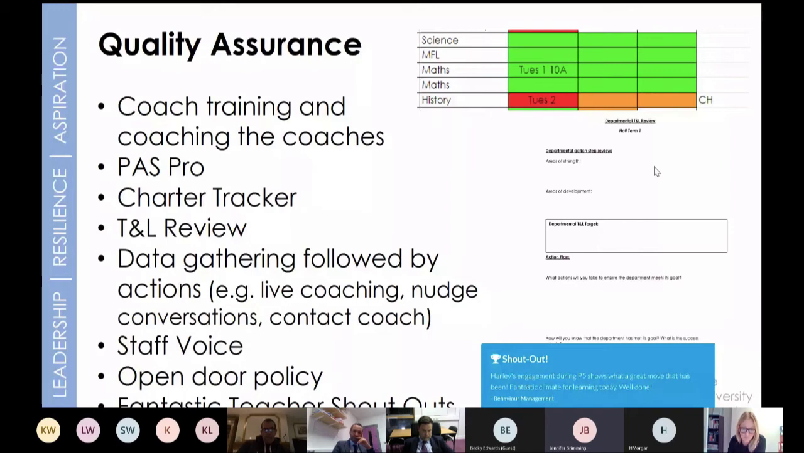The culture has really shifted in the school to one where there's no fear about anybody walking into a lesson at any time and offering feedback. And we also have these things called teacher shout outs, where we give people a shout out. You can see one in the corner of the screen there, and that gets emailed to the teachers, so it all becomes really positive.